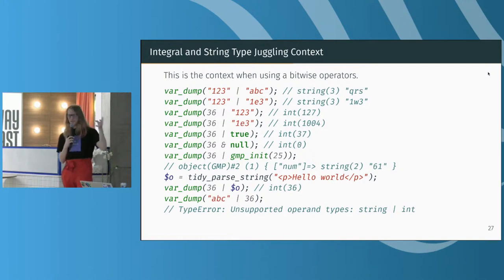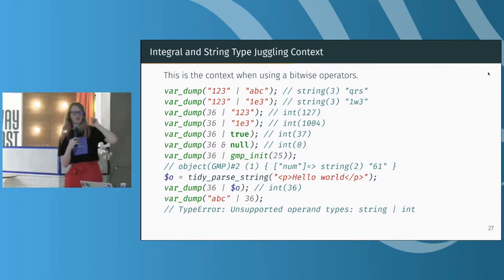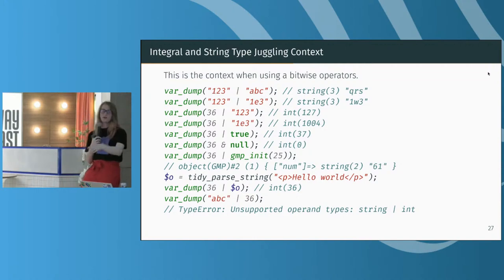This surprisingly also works with another extension, which is called tidy, which is meant to clean up HTML. And for some weird reason, it defines an integer cast, so you can also use it in bitwise operations. I don't know why you would do this. Now, however, if you try to use a string with an integer and the string is not numeric, then you actually get a type error.